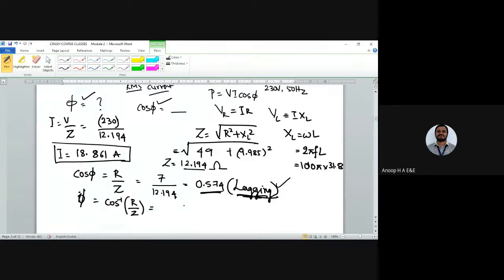So what is phi? 54.97 degree. Again, it is lagging. We got both these things. We have to find out what is VR and VL. I'll leave it to you. Preeti, you just find out what is VR and VL and post the solutions later in the group. Okay. Got it.